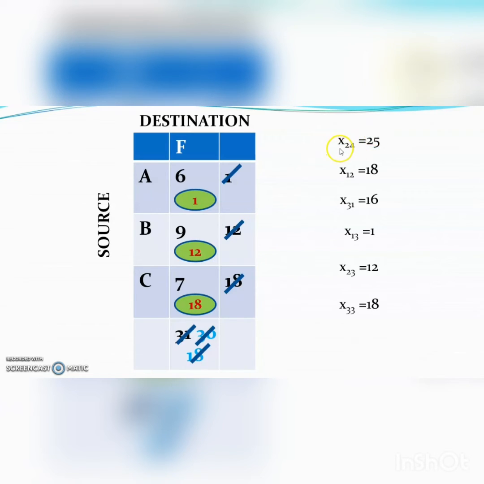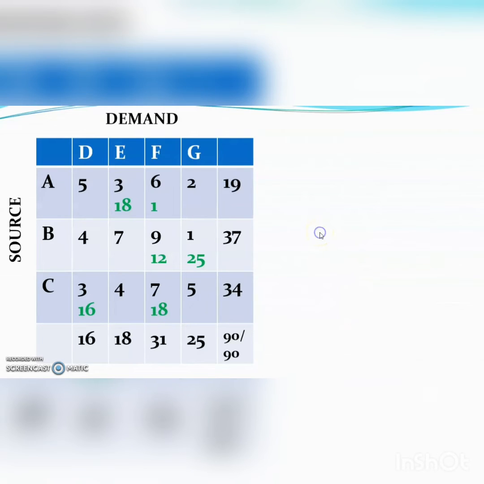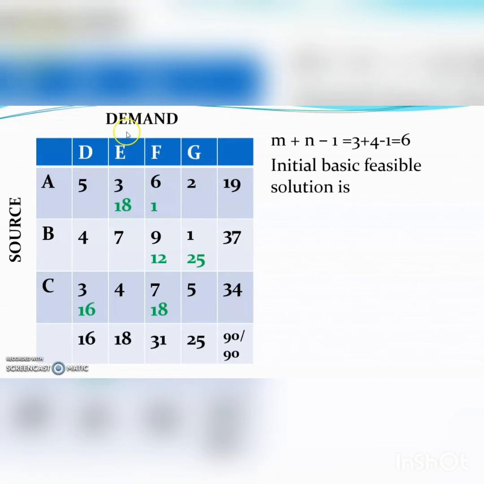Here the number of allocations is 1, 2, 3, 4, 5, 6, and we have 3 rows and 4 columns. So the value of m plus n minus 1 is also 6. So the solution is a basic feasible solution, and we say that this is the basic feasible solution of the given transportation problem.